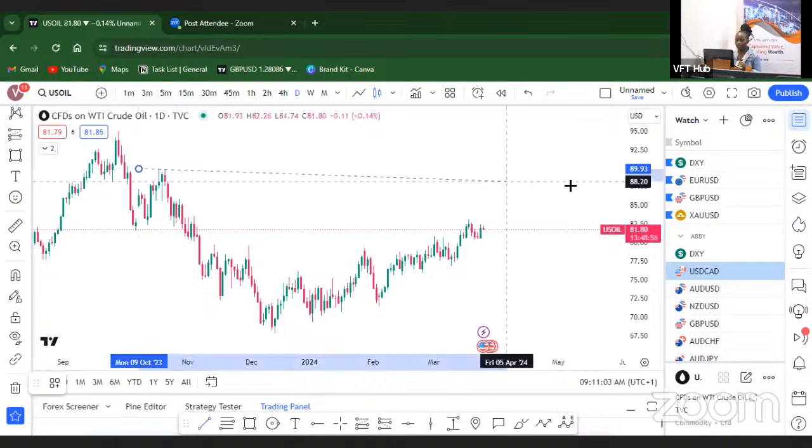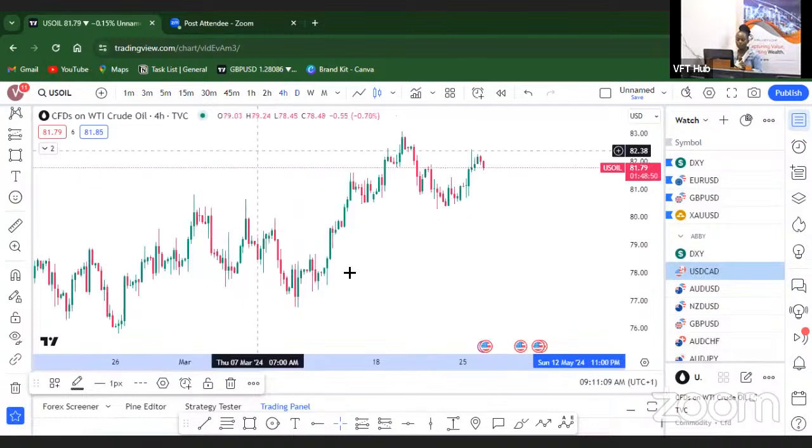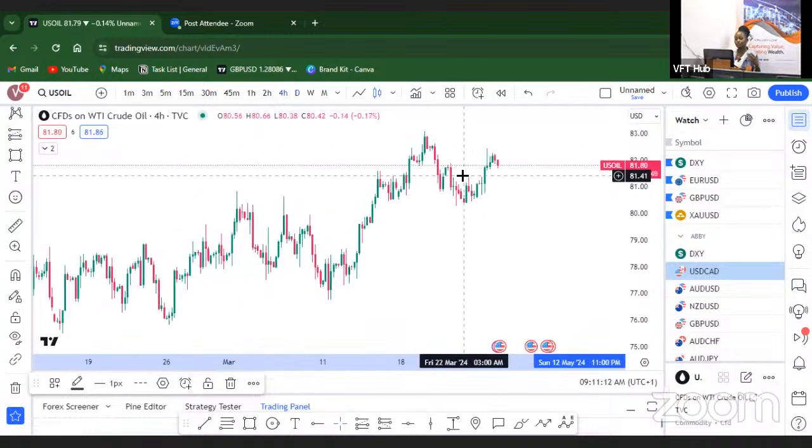The next POI on this looks like it is right here. So if structure continues being formed on US oil to the upside, it makes sense to continue selling USD/CAD. That means US oil is bullish, the Canadian currency is strong, and the US dollar is weak against the Canadian currency, which makes sense for us to sell USD/CAD.